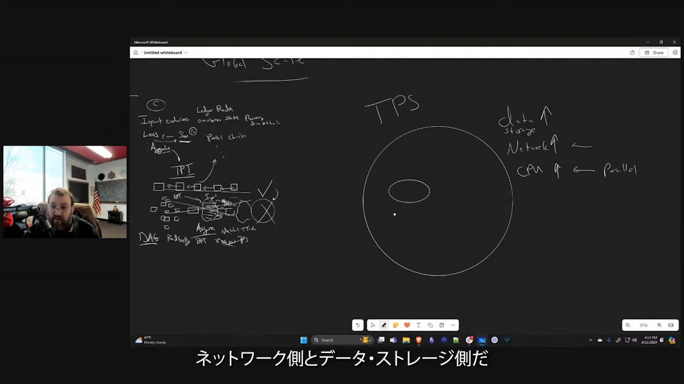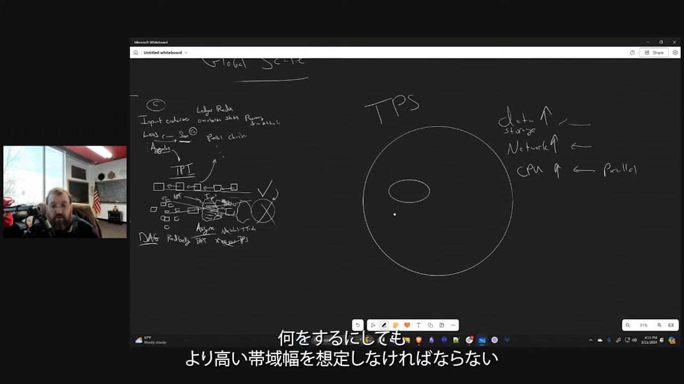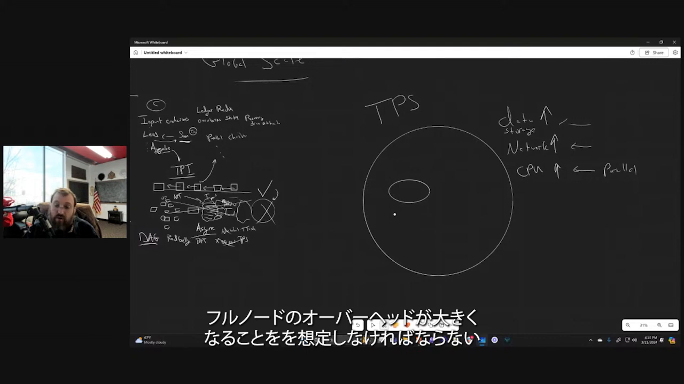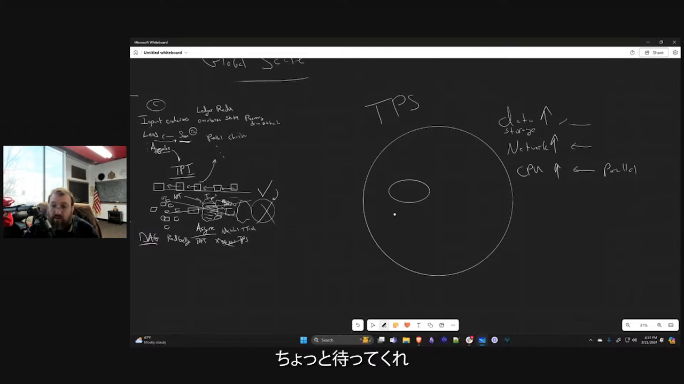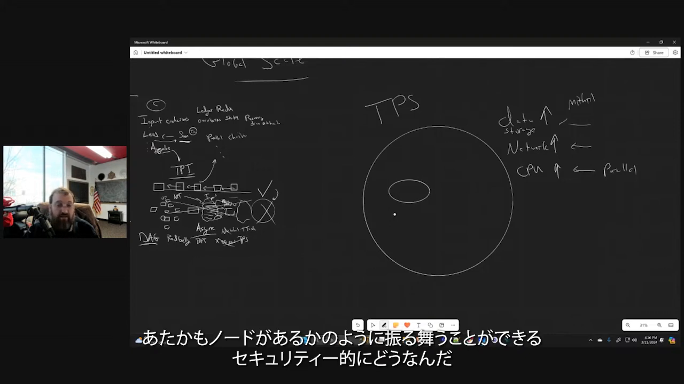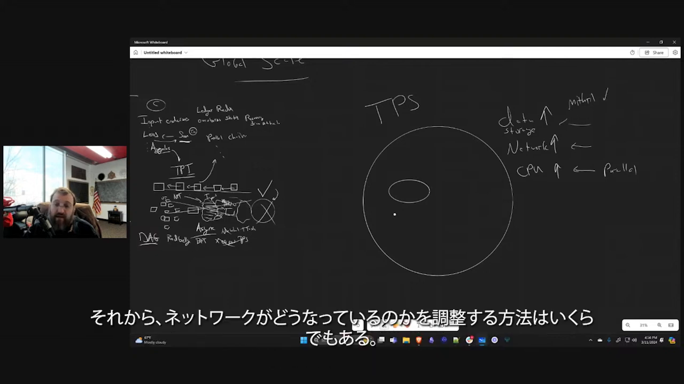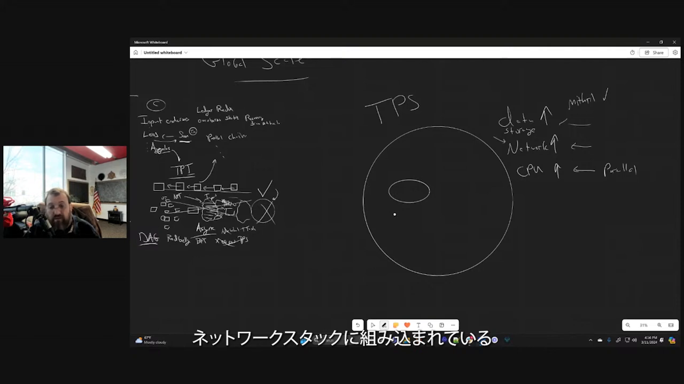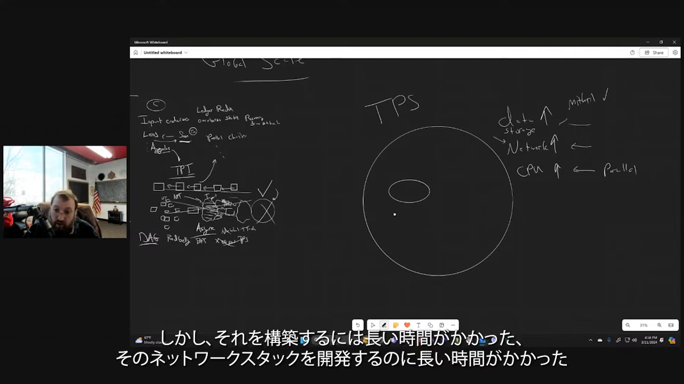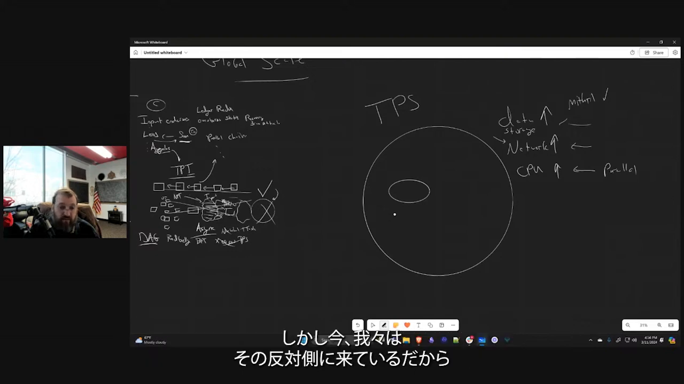The network side of things and the data storage side of things, no matter what you do, you're going to have to assume a higher bandwidth in the network, and you're going to have to assume higher overhead for a full node. Well, hang on a second here. Doesn't Mithril give you something to say about that, where you don't necessarily have to have a full node, and yet you can still act as if you had one from a security perspective? Yeah, okay, so we built that. And then also there's plenty of ways to reconcile and handle the network. They're kind of built into the network stack we designed for Cardano, but it took a long time to build out and develop that network stack, but now we're coming to the other side of it.